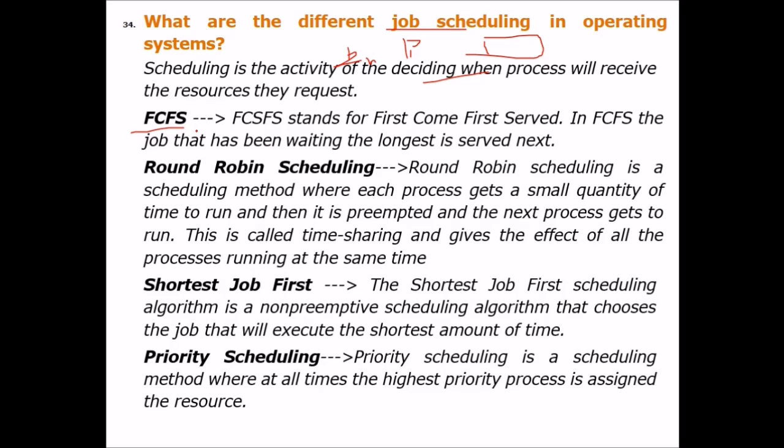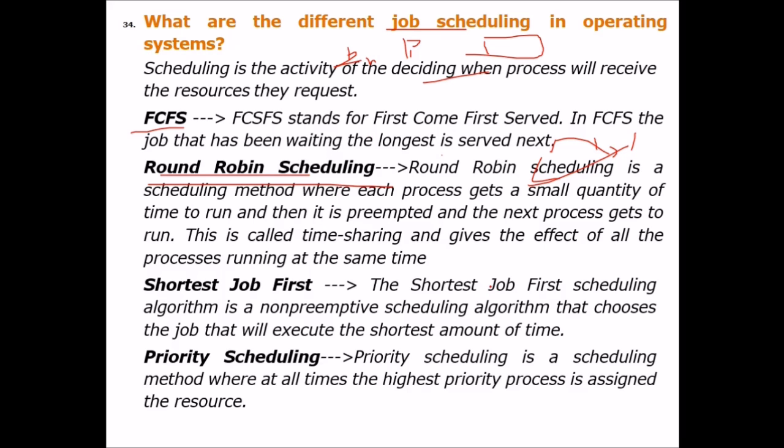Like FCFS. FCFS means first come first serve. In this, the job that has been waiting the longest is served first, means next. Round robin scheduling is a scheduling method in which each process gets a small quantity of time to run, and then it is taken off, means preempted. The next process gets into the processor, and this is called time sharing. It gives the effect of all the processes running at the same time.